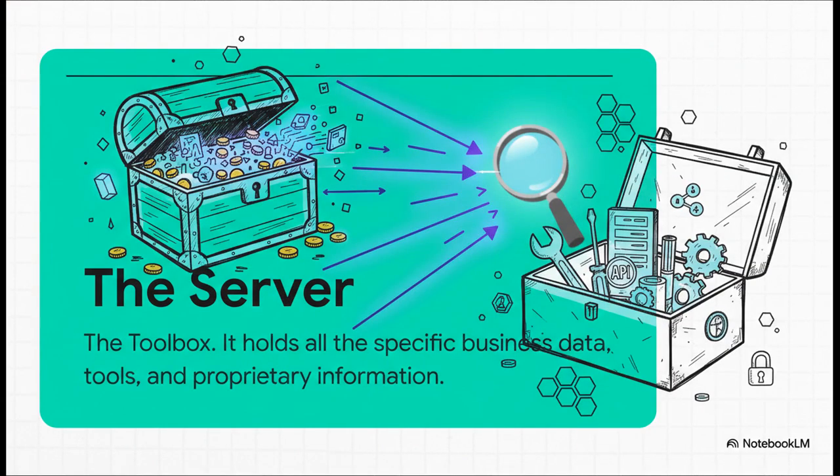And finally, we have the server. This is your company's treasure chest. The server is what holds the toolbox, all of your proprietary data, your private APIs, your specific business apps. It's the gatekeeper of all that valuable internal information the AI needs to be truly useful to you.